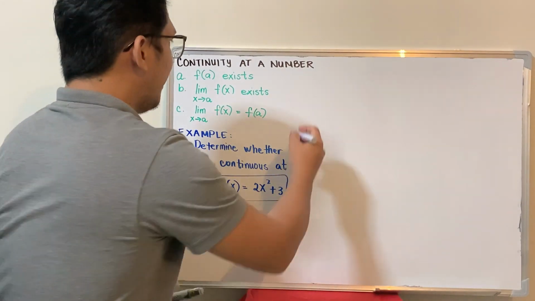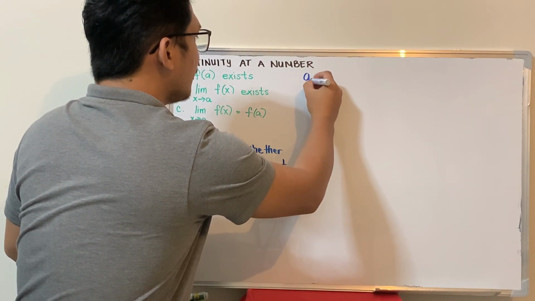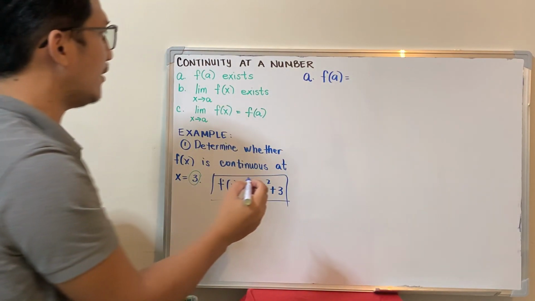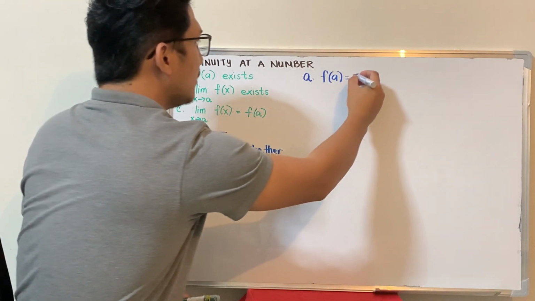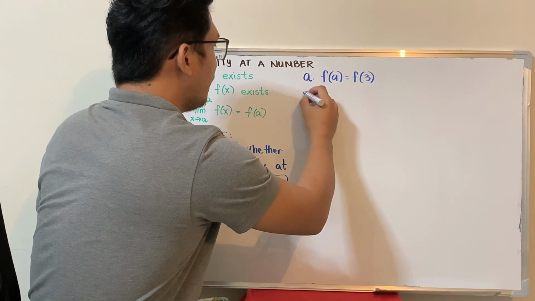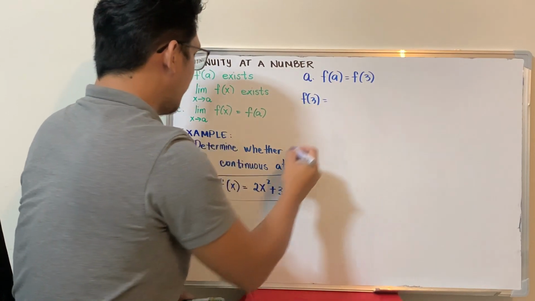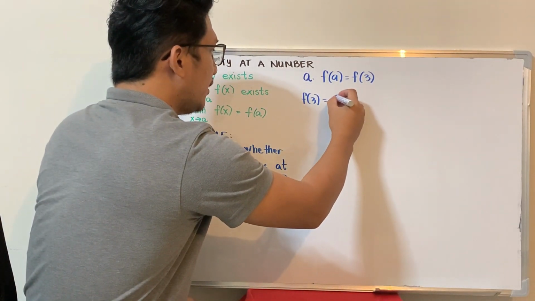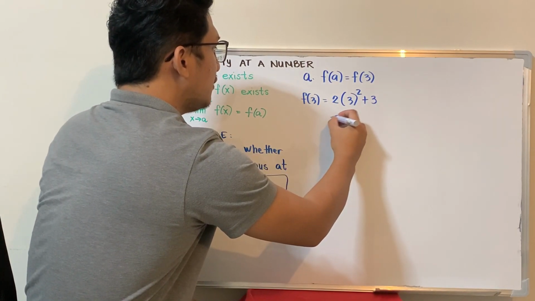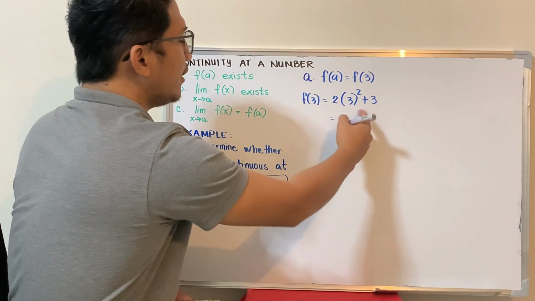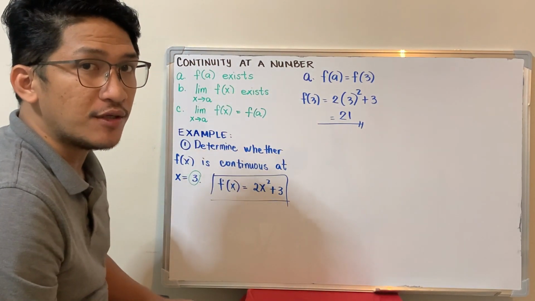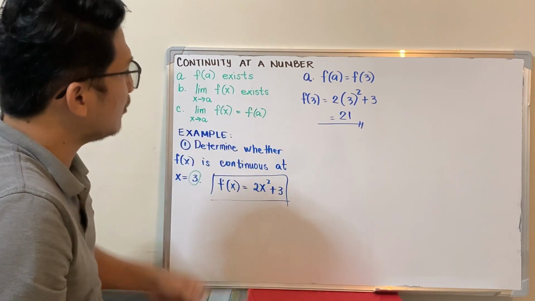Now, following the conditions, letter a is f of a existing. So f of a is f of 3, which is equal to, we just substitute 3 into the function, so you have 2 times 3 squared plus 3. This means 3 squared is 9, times 2 is 18, plus 3 you have 21. The number 21 is a real number, so it means it exists. So condition number 1 is met.